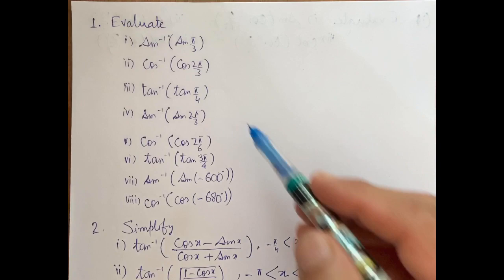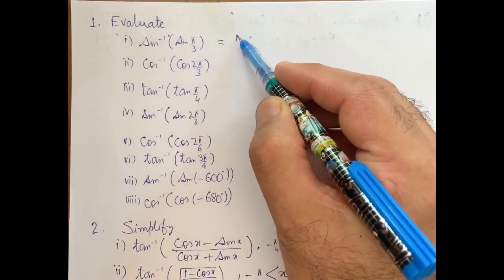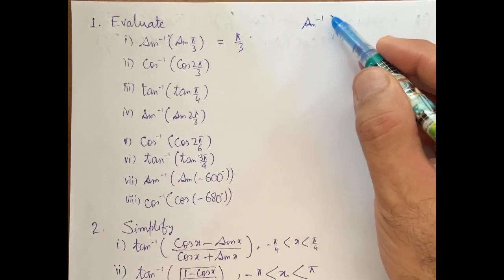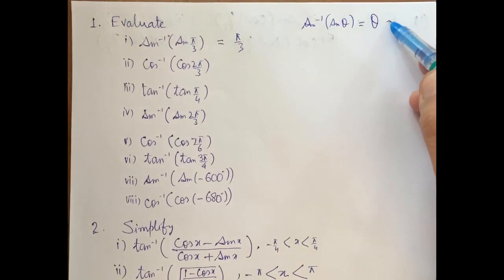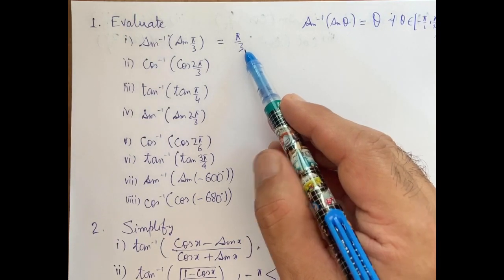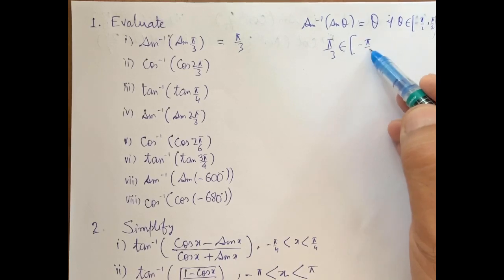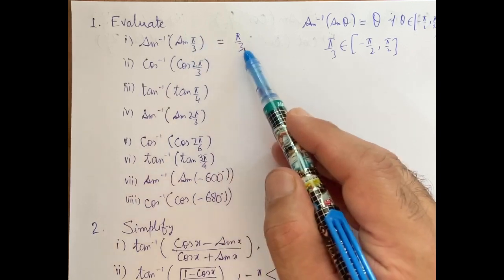We have to evaluate sine inverse of sine pi by 3. So this is equal to pi by 3. We just learned that sine inverse of sine of theta is equal to theta if theta belongs to minus pi by 2 to plus pi by 2. So here it's pi by 3. Pi by 3 belongs to minus pi by 2 to plus pi by 2. Therefore, sine inverse of sine of pi by 3 is pi by 3.